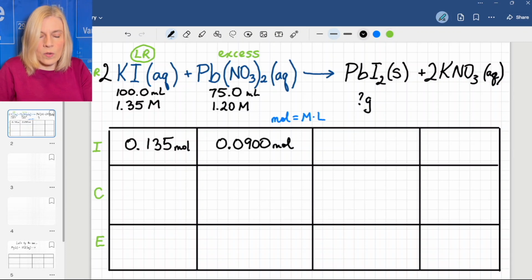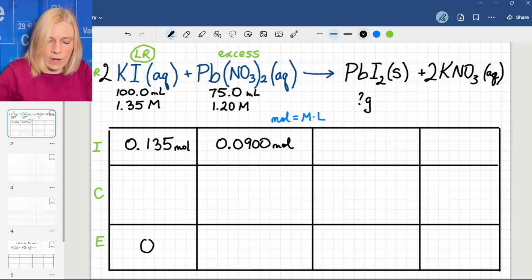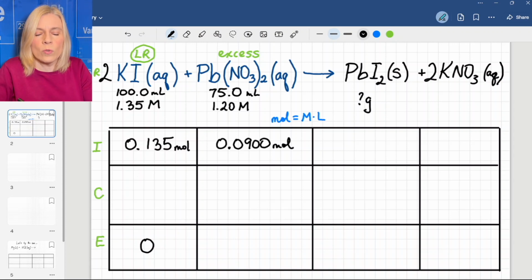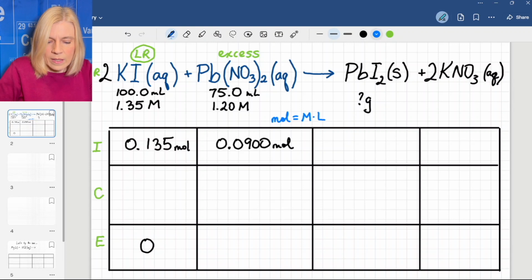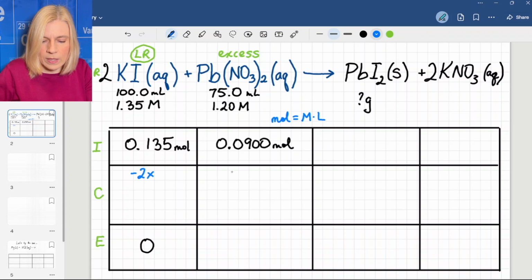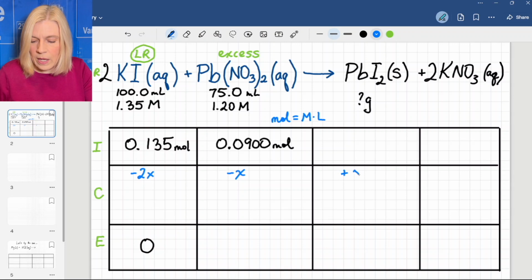Okay, so remember the definition of limiting reactant. I will use all of it. So in the end, I'm going to have 0, right? Now, for every 2 moles of potassium iodide, I'm going to lose 1 mole of lead nitrate. So this will be reacting, going down 2x, while this is going down 1x. And 1 mole will appear for every 2 moles. I'm looking at my stoichiometry here. And I'm starting at the beginning with 0 and 0 for the products too.